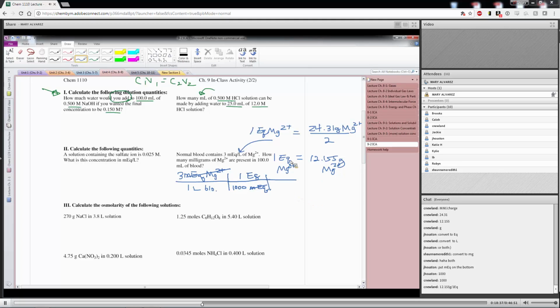Perfect. I'm going to take this conversion factor that I came up with and just plug it in. 12.155 grams of magnesium in every 1 equivalent of magnesium. My equivalents cancel and I'm left with grams. Excellent. Oh, I'm not done. I still have 2 things that I need to do. You guys tell me what to do.